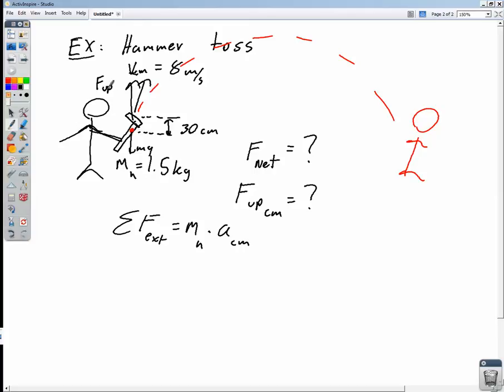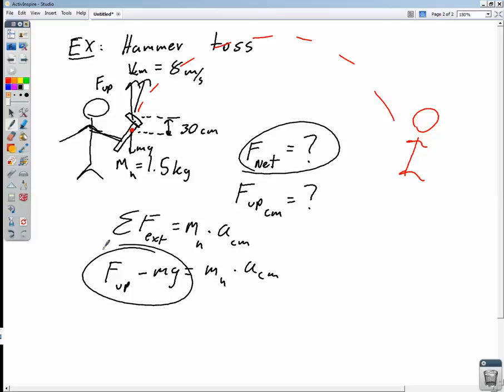Okay, so those external forces are the upward force minus the weight of the hammer. That's equal to the mass of the hammer times the acceleration of the center of mass of the hammer. So really, when we're asking for this first question, the net force acting on the hammer's center of mass, that's the left side of our equation. So we just need to take the mass of the hammer times the acceleration of the center of mass of the hammer. So we've got to do a kinematic equation here to find out what that is.